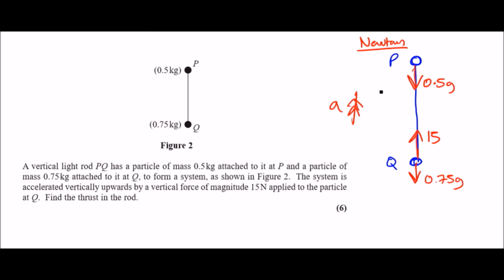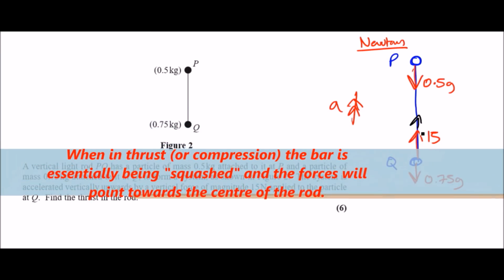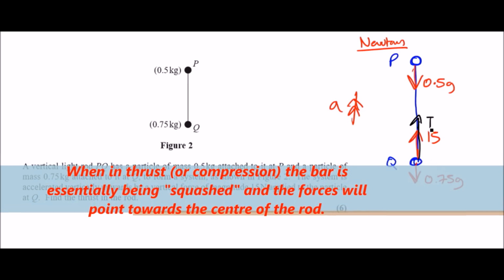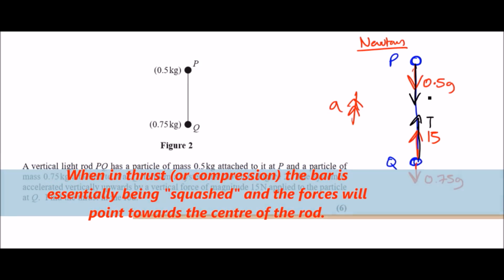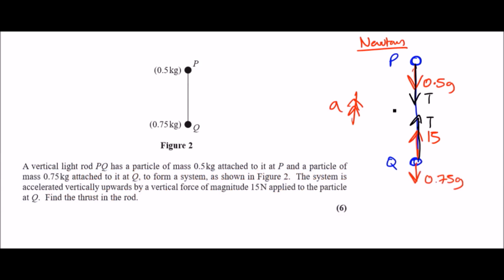So we could say that there's a thrust here, pushing it, a thrust of T here, and another thrust, a compression resulting in T here as well. And that's it. This is how the system should look. Now we have to resolve it to get the definite answer. Let's go ahead and resolve firstly at P.